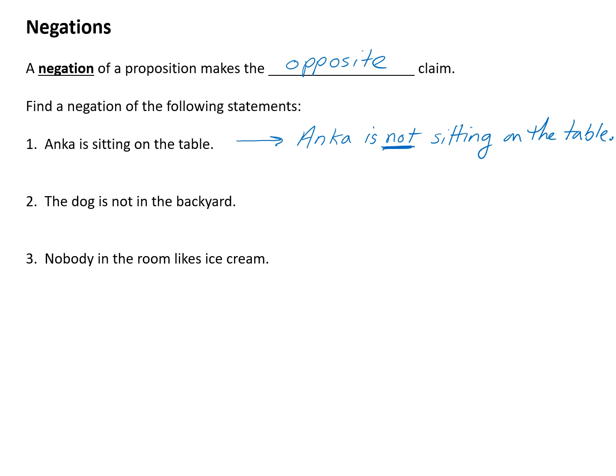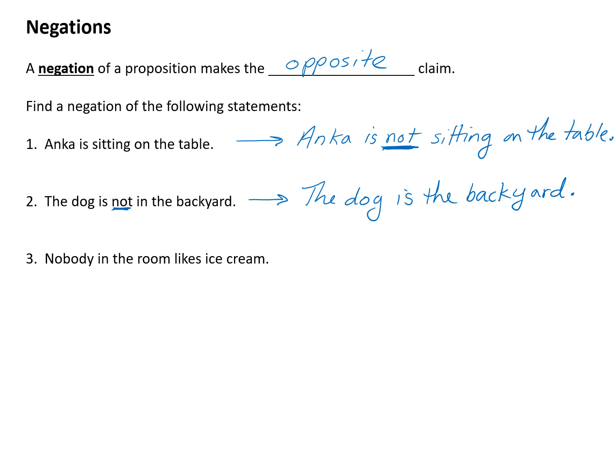The next example, the dog is not in the backyard. So here we know the dog is not in the backyard. If I wanted to say the opposite of that, I would say the dog is in the backyard. A good way to look at a negation of a statement that has a not is to take out the not. So you can either put in a not to negate, or you can take it out to negate, depending on whether it was there in the first place.